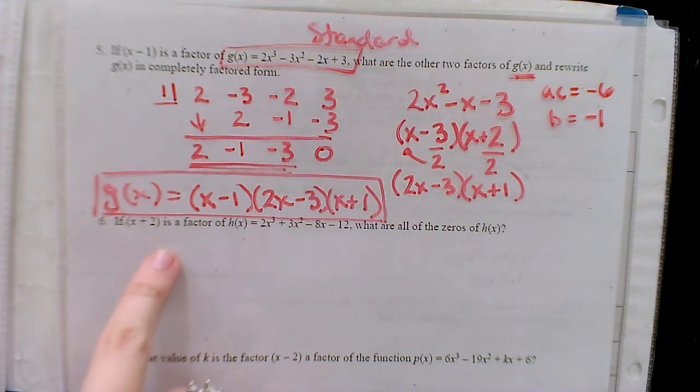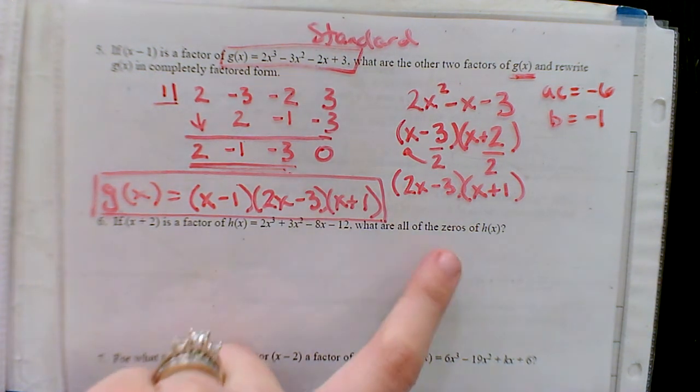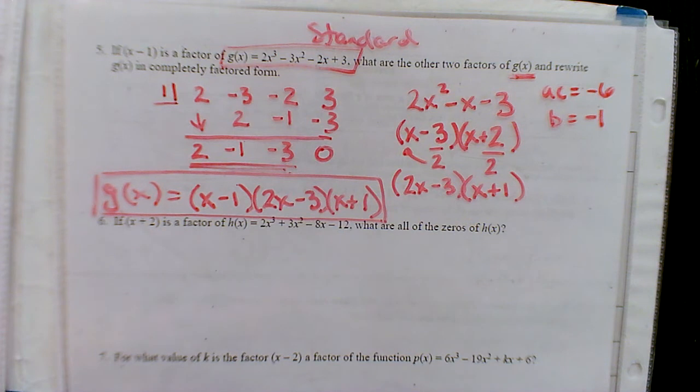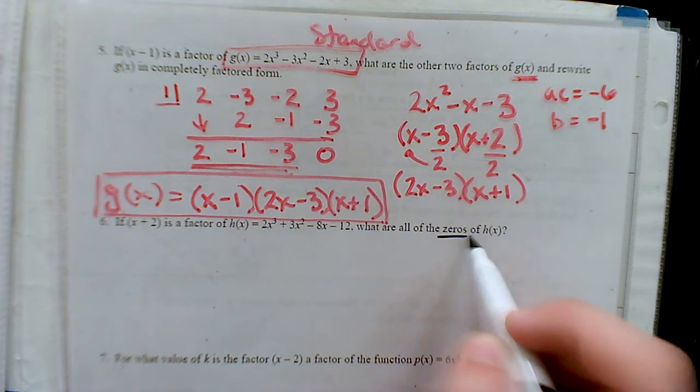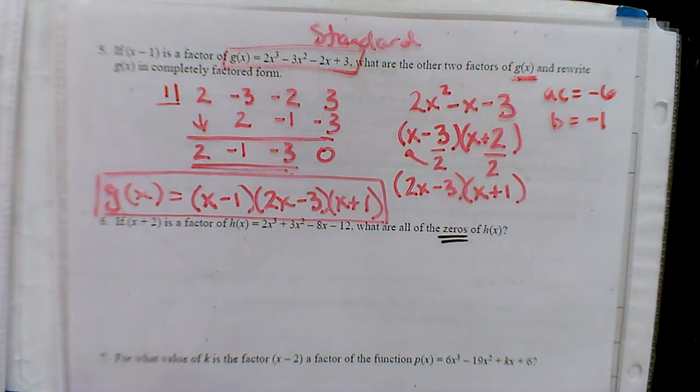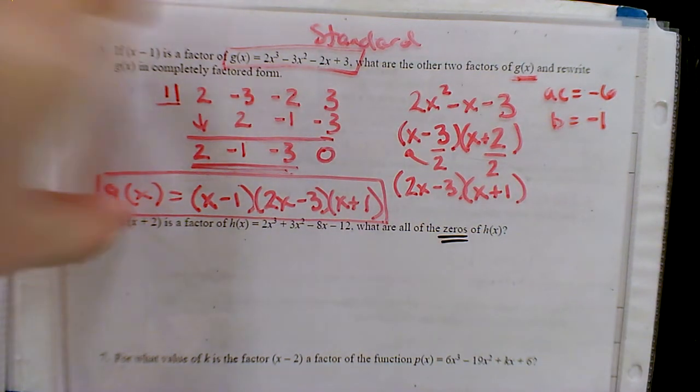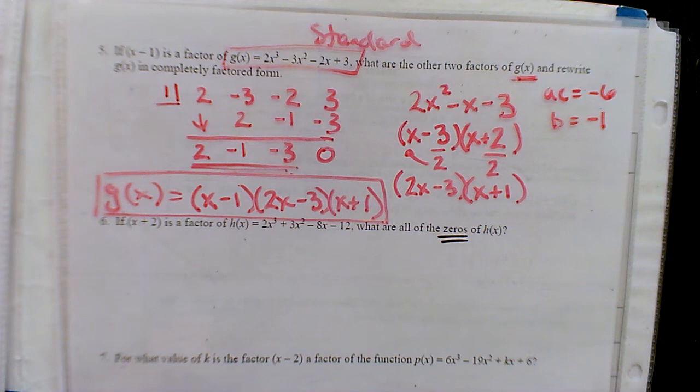Okay, let's go ahead and try the next one. If x plus 2 is a factor of that polynomial, what are all of the zeros, aka x-intercepts? This one's similar to the one we just did, it's just that we're going to take it a step further. Once we know what the factors are, we can utilize those to help us figure out those x-intercepts. So it's still the same process as before, and we're just going to find those x-intercepts afterwards.